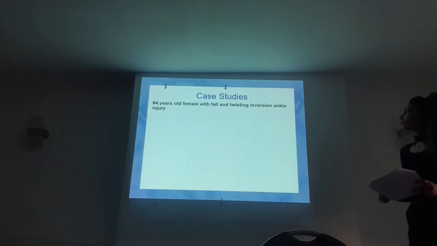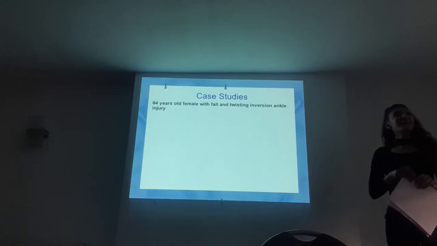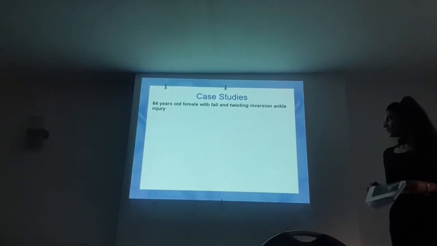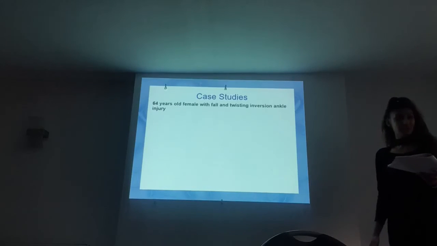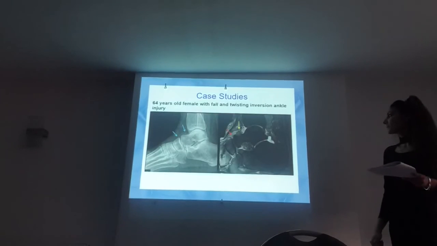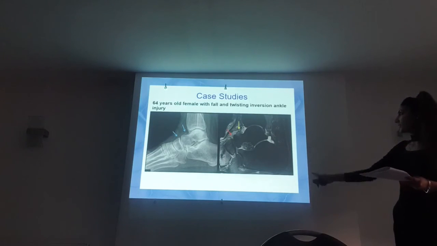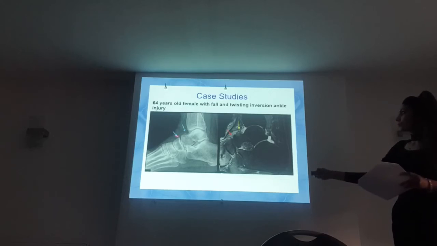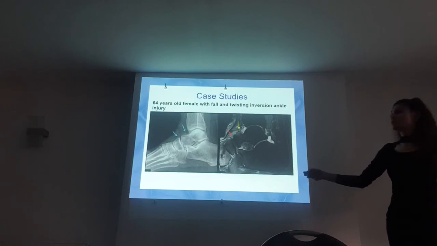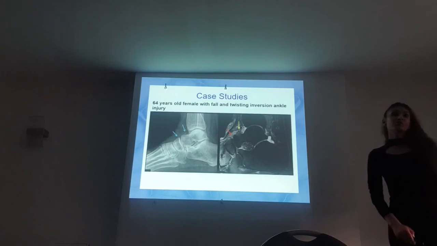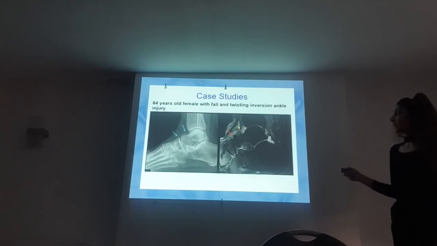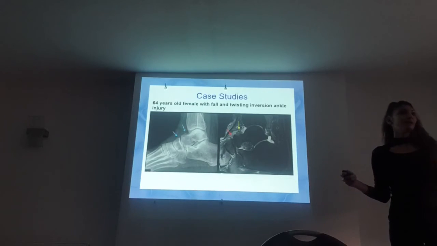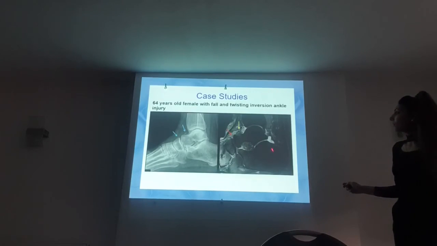So, 65 years old female with a fall and twisting inversion injury of her ankle. X-rays. What are you suspecting? Traction avulsion. Yeah, so it's an avulsion fracture. So she had an X-ray done, and then she had an MRI scan done after. X-ray is 2D, it only shows you that she's got an avulsion fracture, but it doesn't show you the extent of the tear of that ligament, and whether there is a partial tear or a complete tear, which is why she went on to have the MRI scan done.